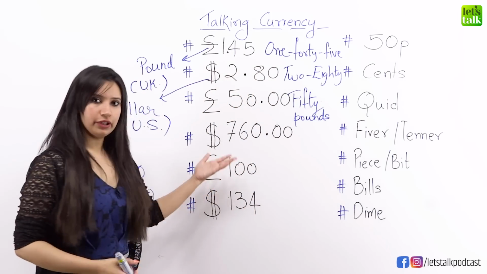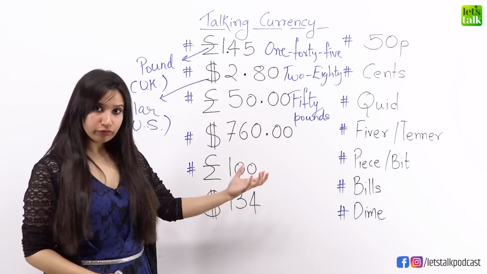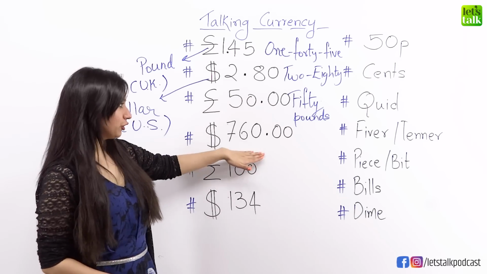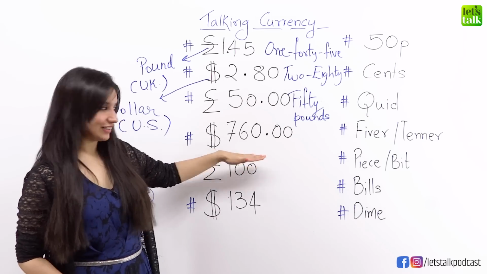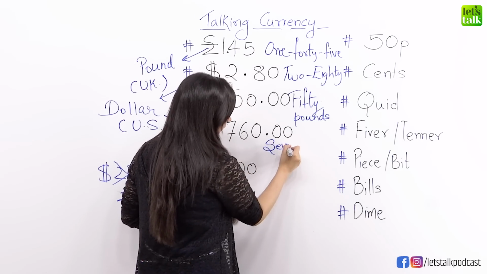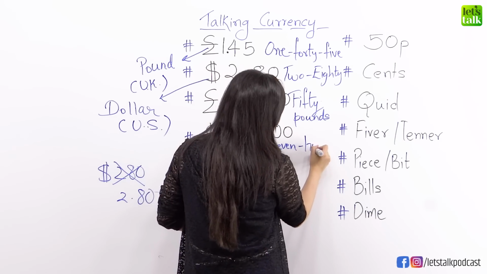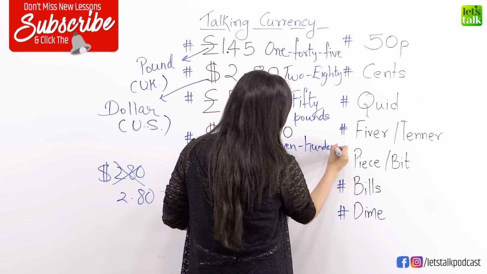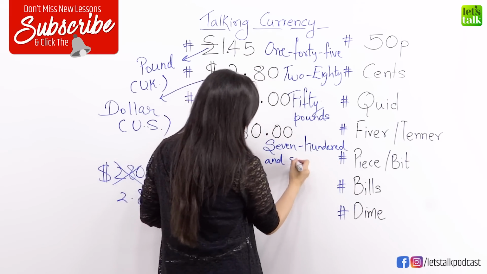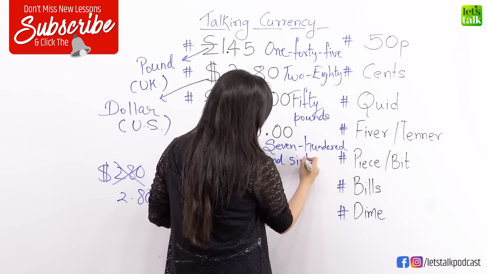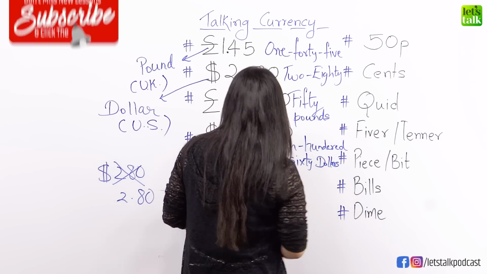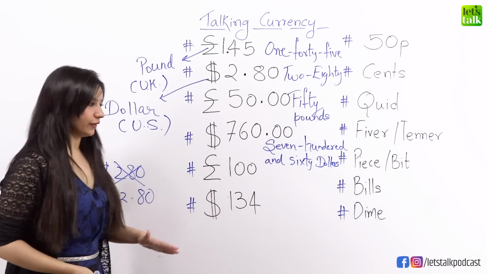And here as well, when you have a full figure, a whole figure, and not an approximate figure, you would call it $760. Great. Now let's look further.